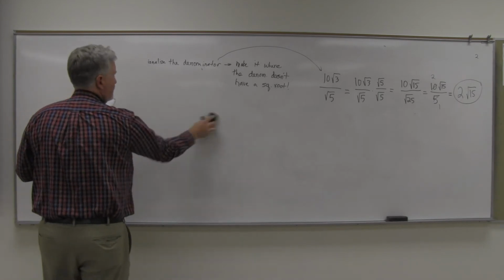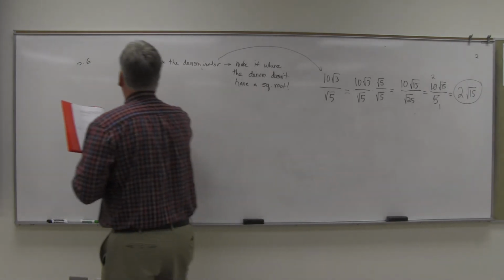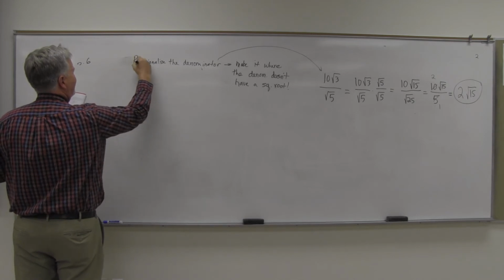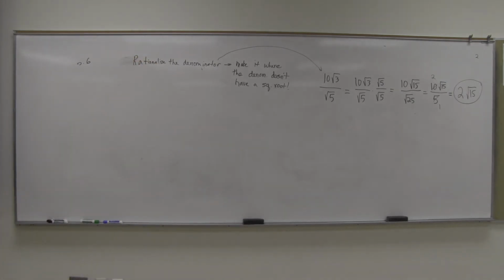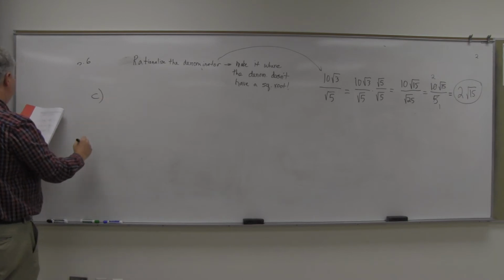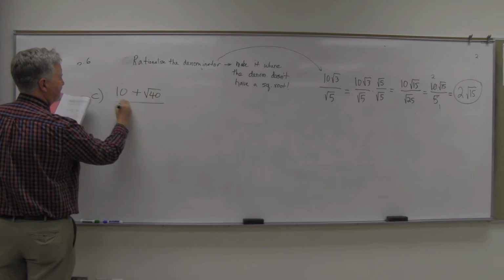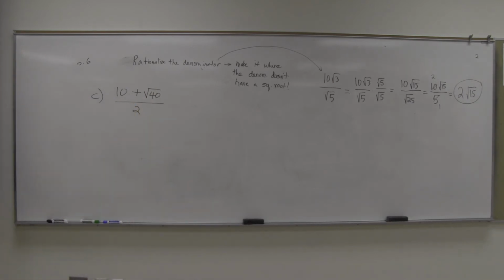A couple more. Oops, I meant to leave that up there. All right. Because we're going to do the same thing. We're going to rationalize it or not. Actually, that's going to be quite the same thing on a couple more of these that I'm going to do. Not this one. Okay, so the denominator is 2. However, I can clearly see I can divide at least the 10 there by 2.